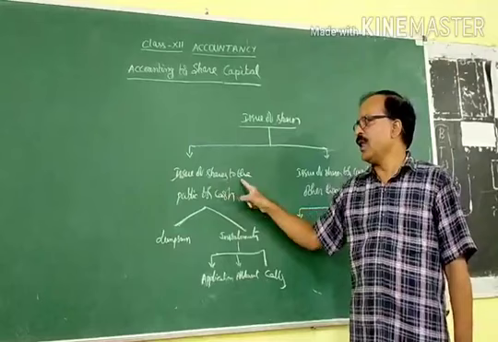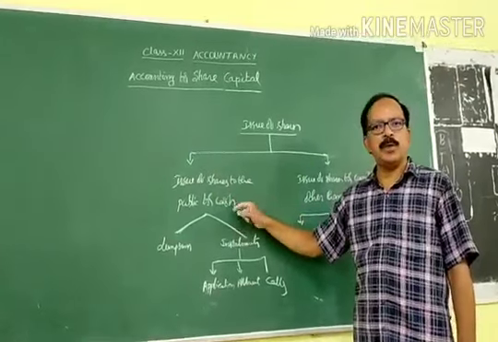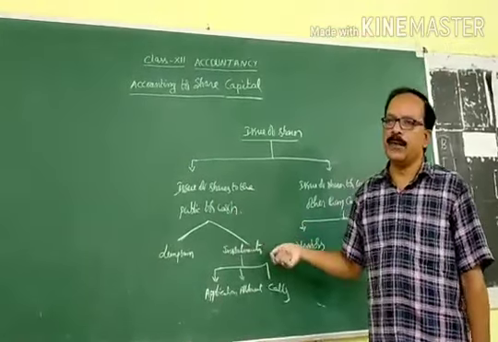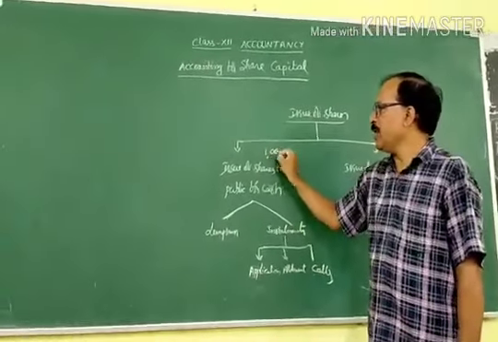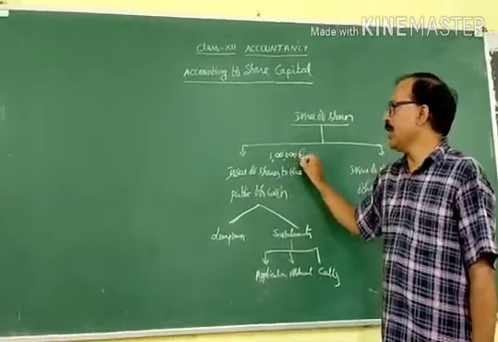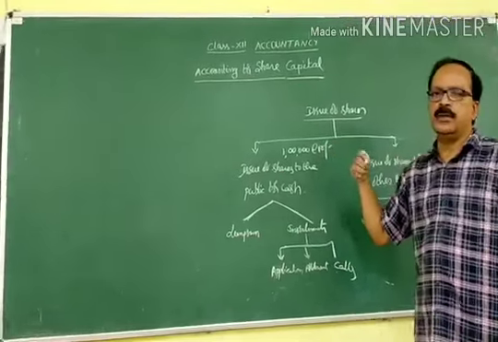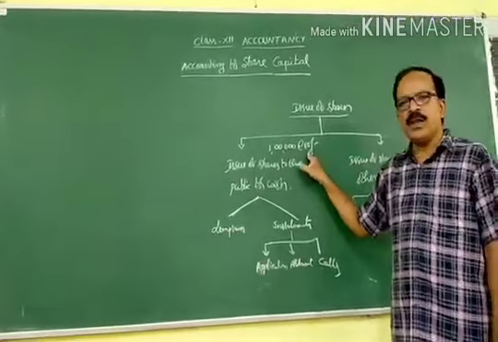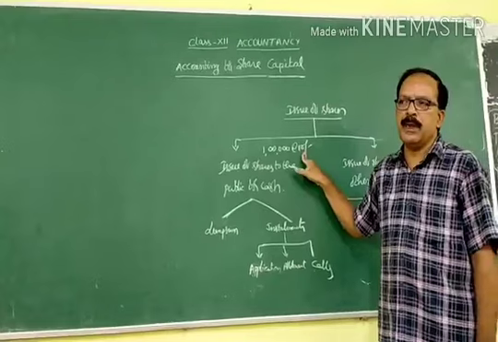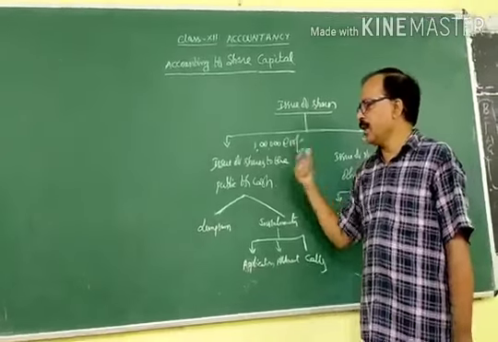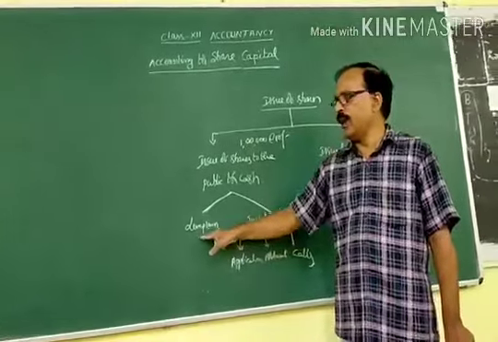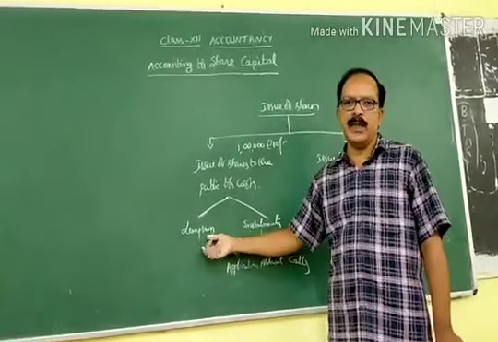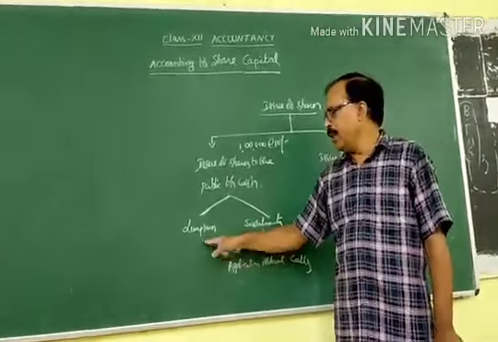Now this is issue of shares to the public for cash. This is purely getting cash directly from the public. Suppose the company is issuing 1 lakh shares, and each share value is 10 rupees. If the company wants to get 10 rupees in lump sum in one single installment, that comes under receiving the whole share amount in lump sum. That means getting the amount only one time.